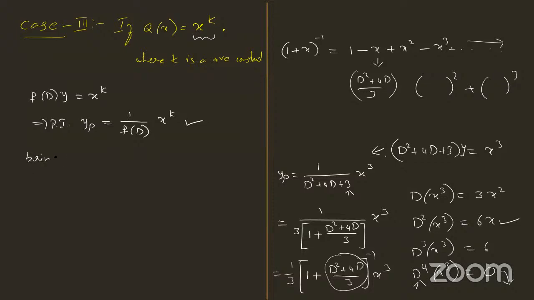I'm just taking it like this. This is our procedure now. Bring out the lowest degree term from f of D.